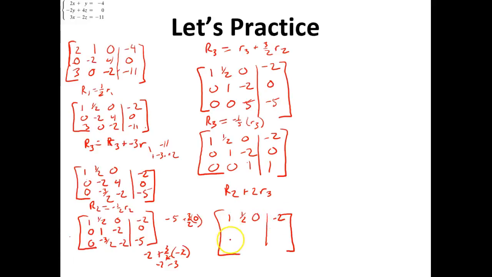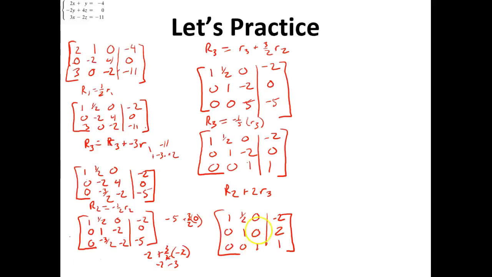The second row is going to be changing. The third row stays the same. When I add 2 of row 3 to row 2, so adding 2 of these, 0 still stays 0. 1 plus 2 of these is still 1. Negative 2 plus 2 of these is going to be 0. And 0 plus 2 of these becomes 2.